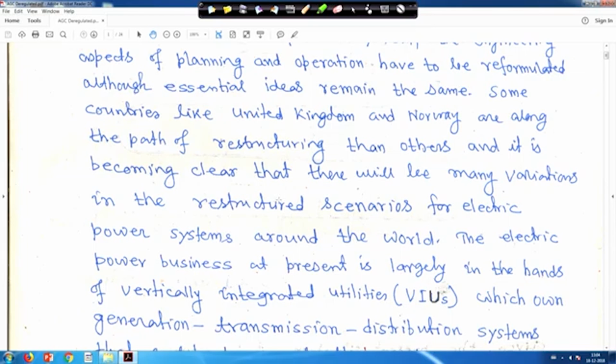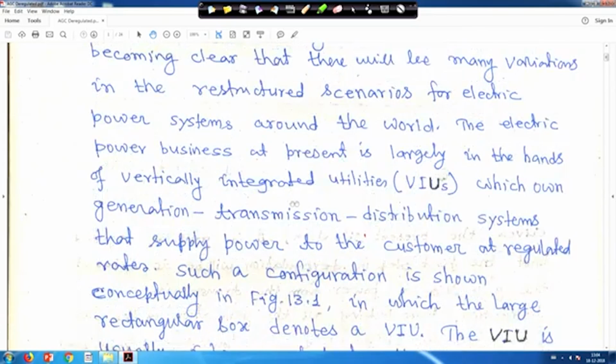The electric power business at present is largely in the hands of vertically integrated utilities. The meaning of this is that suppose you have a power system and you are the owner of generation, transmission and distribution all together. That is actually called a vertically integrated utility. Suppose one utility is owning its generation, transmission and distribution, and it supplies power to the customer at regulated rates. That is what we call the conventional thing, or vertically integrated utilities.